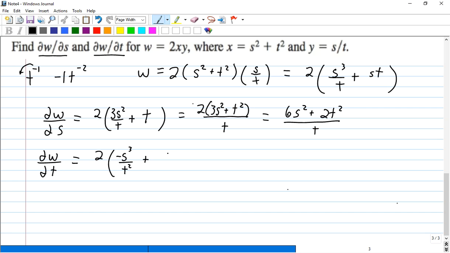All right, plus, what's the derivative of st? Just s, that's right. So now I would multiply the 2 in and get a common denominator. This time the common denominator is t squared. So let's do both of these at the same time. That would be negative 2s cubed plus, now since s doesn't have a denominator, you're going to multiply it times the t squared. So that would be 2s t squared.